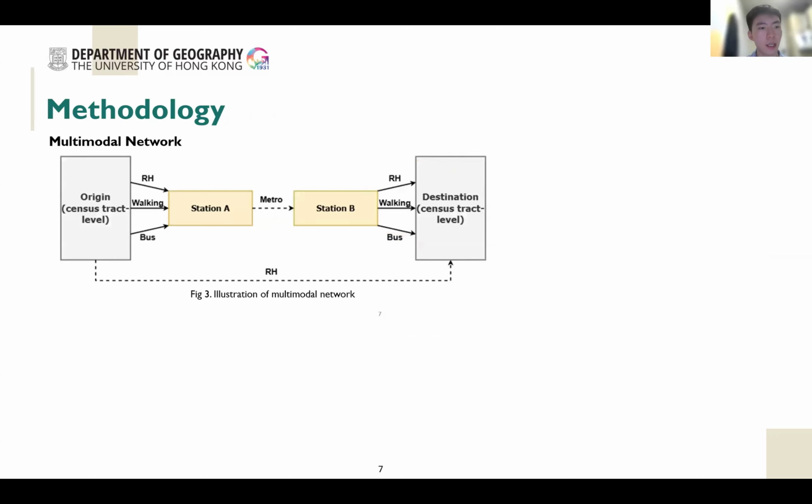And I'll specifically introduce the multimodal networks. From the origin to a destination, they're both on the sensor track levels. The travelers can use the metro-based modes, but they need to access the stations from their origin and egress from the station to their destinations. They can use either ride-hailing, walking, or bus for access and egress modes. And they can also use ride-hailing as a door-to-door service to directly take them to their destinations.